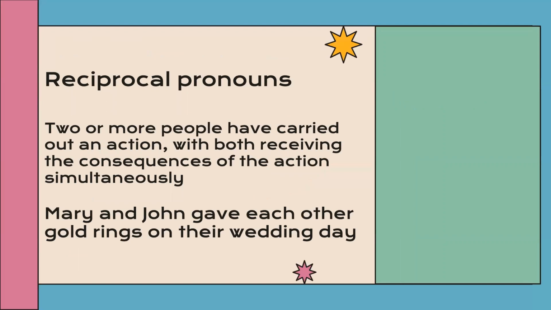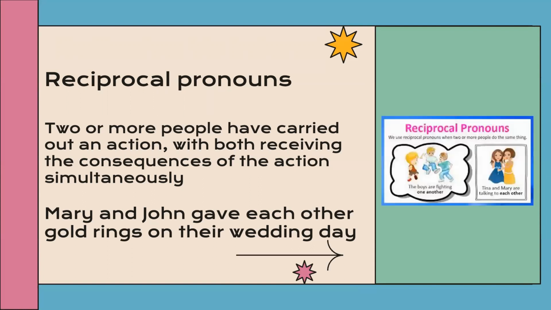Now, in the reciprocal pronouns, two people have to be involved, where they have to carry out an action, and both of them will either be benefiting from the action or bearing the consequences of the action simultaneously. So here is an example. Mary and John gave each other gold rings on the wedding day. So here we have Mary and John, the two people who are involved in a particular action, and they are also benefiting from that action. So the reciprocal pronouns could be used when two people are talking to each other, or when two or more people are fighting with each other or having an argument with each other. These are the reciprocal pronouns.